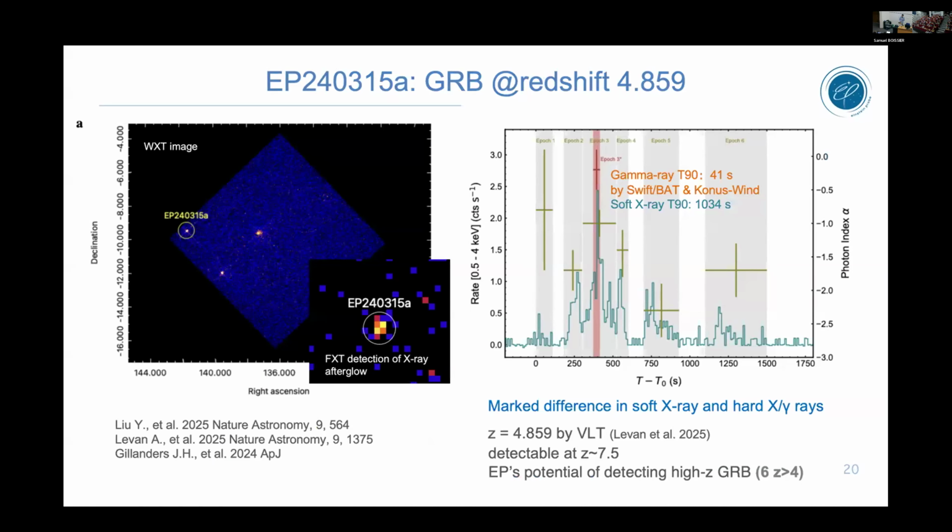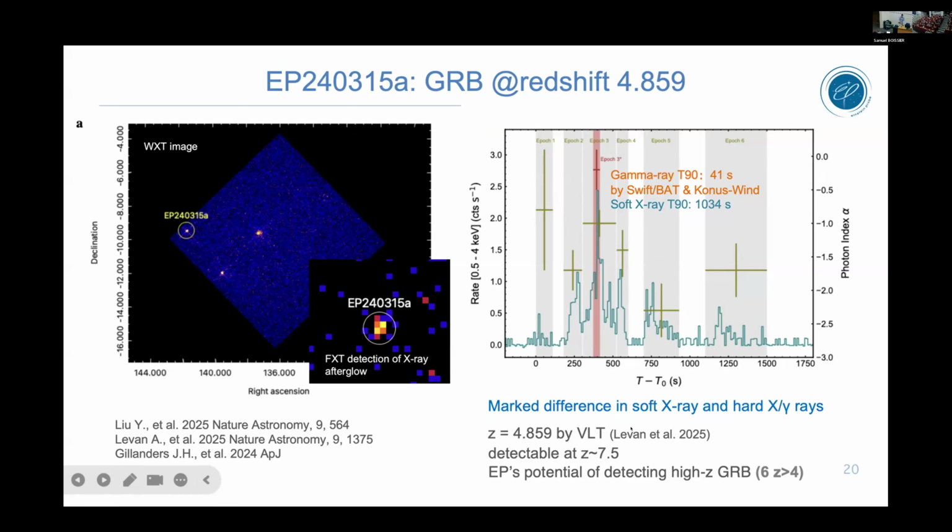The next one is a GRB event, EP240315A. It's a GRB at redshift about 4.8. The interesting part is that in this bottom panel, this longer timescale emission is detected by EP. So it's a soft X-ray emission. And the narrow red window here is the gamma-ray burst window. So the soft X-ray begins before the gamma ray, but stops after the gamma ray. So it has a much longer time scale than the GRB event.